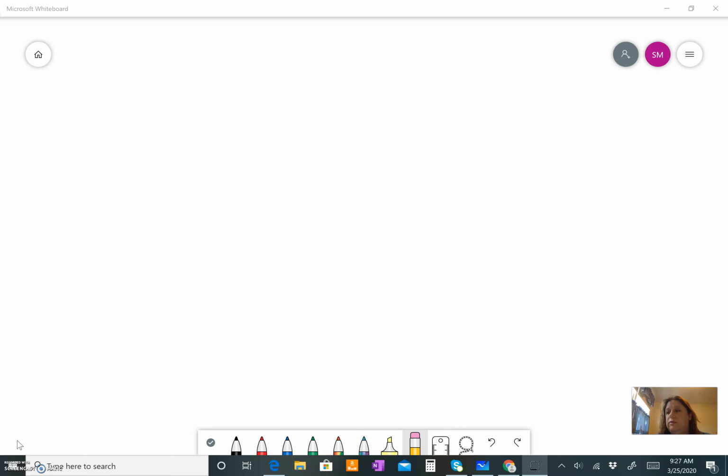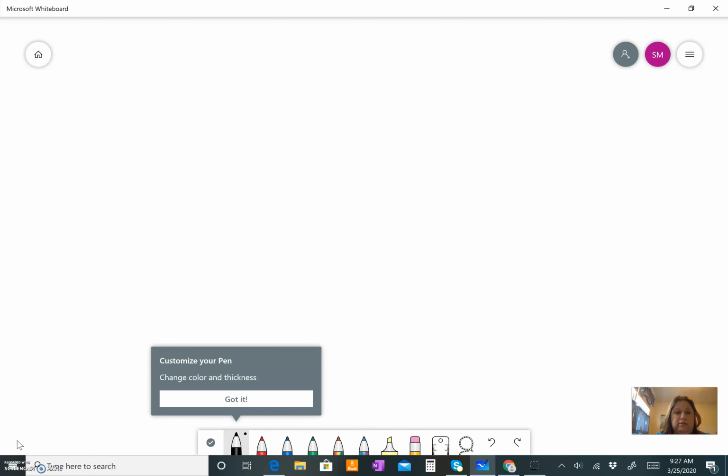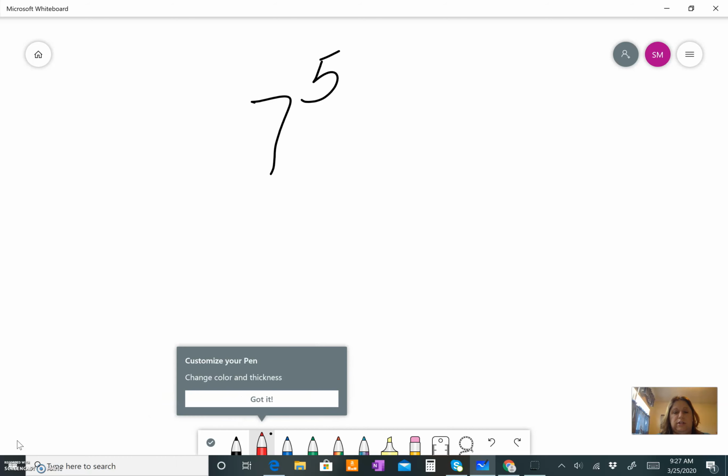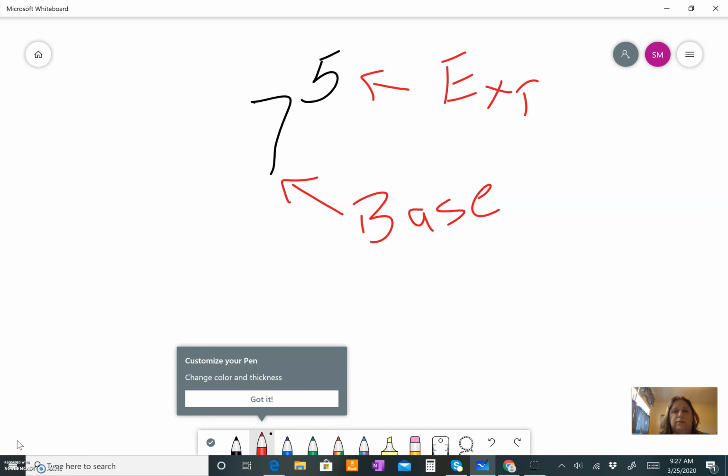So we're going to review some rules of exponents. Let's start off with the example that's on your rule sheet. 7 to the 5th power is the example. Now we want to remember that this guy down here, I'm going to change the pen color, is the base number, and this little guy up top we call our exponent.